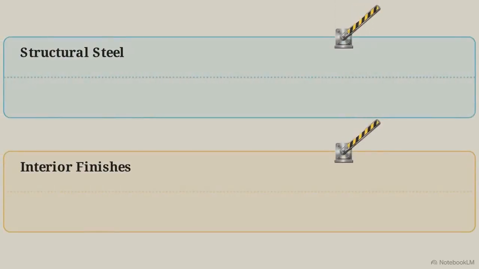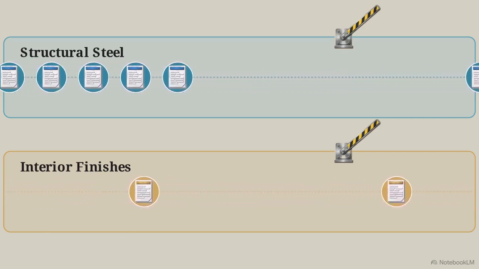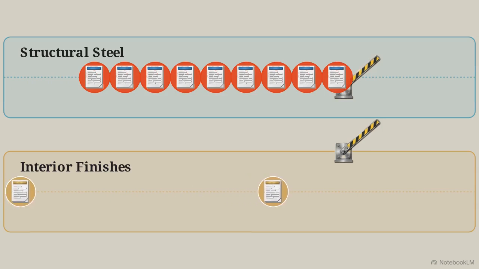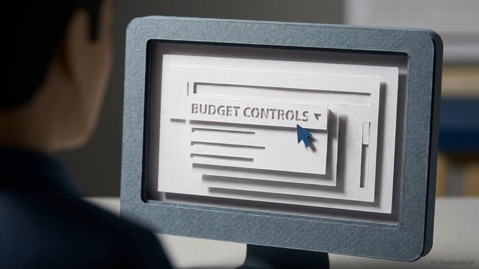To manage granular spending, Tier 3 applies controls by line item. This acts as an administrative micromanager. It strictly limits spending on highly specific budget line items, ensuring that funds allocated for structural steel are never accidentally spent on interior finishes.